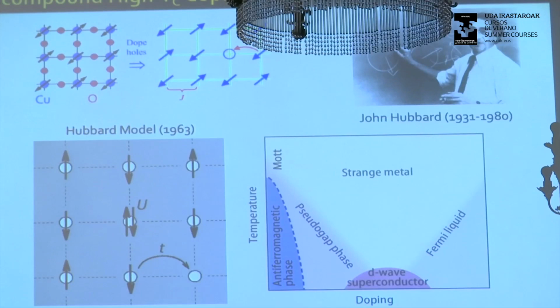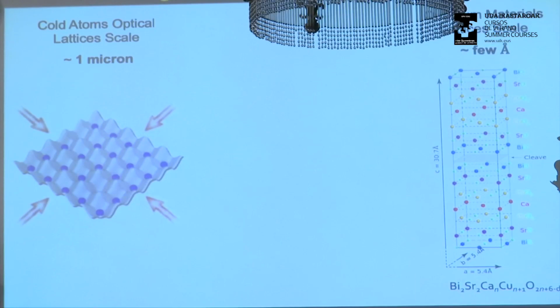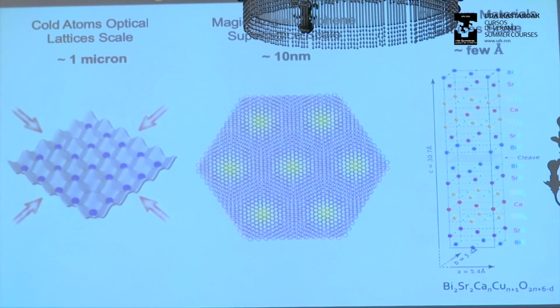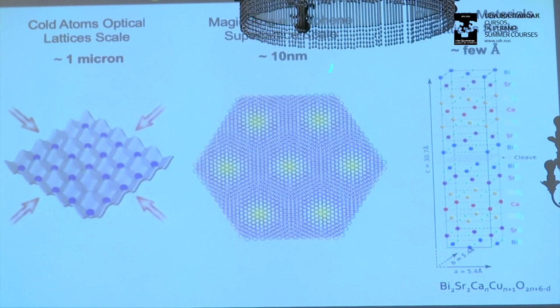So we have these two platforms to study strongly correlated physics. We have actual quantum materials with typical lattice scales of the order of an angstrom. We have cold atoms in optical lattices with typical length scales of 1 micron. And what I want to tell you about today, and also in the second lecture tomorrow, is this new platform, magic angle graphene, and it actually goes beyond graphene. This is a more general concept, where typical lattice scales are of order 10 nanometers or so.